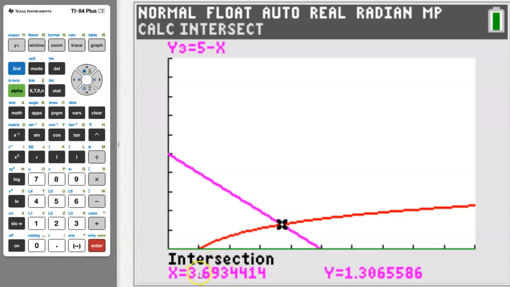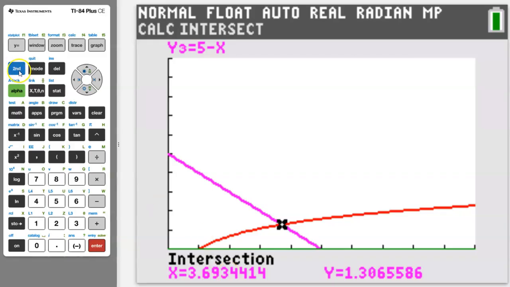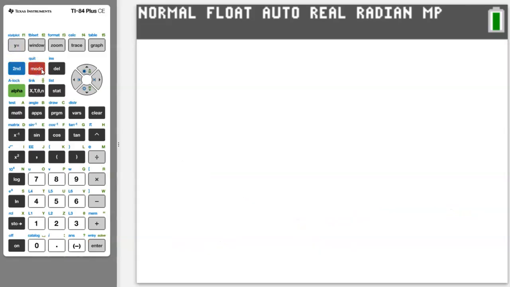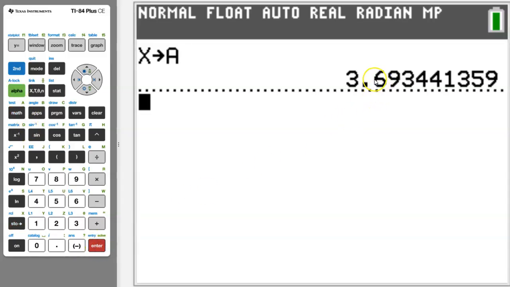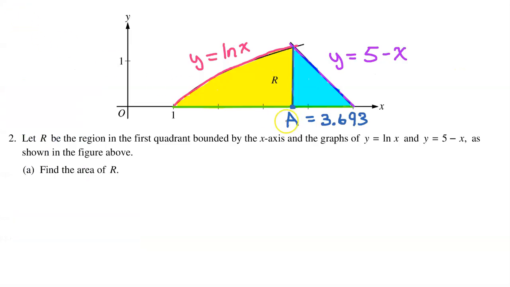I want to store this into a letter for future use. So quit your way out and hit the X button and then the store button. I'm going to store this into letter A. So alpha A, enter. This way, if I need this value again later, I can just type A. Otherwise, I have to type in all of these decimals. Record the value of A somewhere in your work as well.